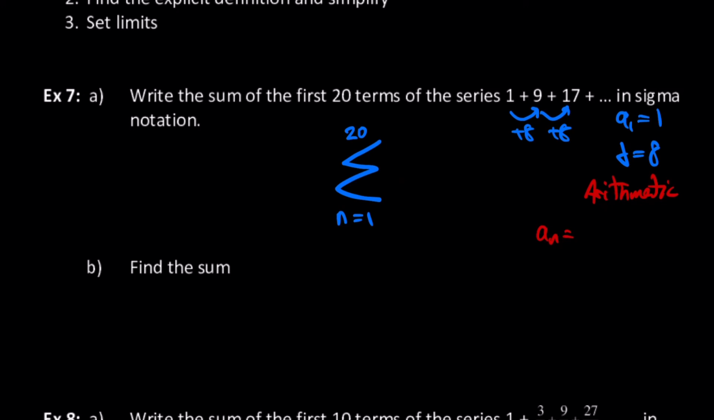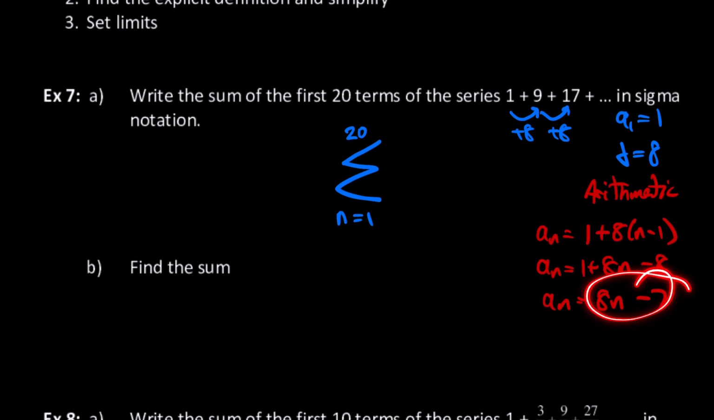Okay, so let's see. a sub 1 is 1. d is 8. That's n minus 1. On the first day, I talked about how you can leave it like this, or you can distribute and then clean this up. In this case right here, when I need to plug this back into a summation, I want to clean this up. All right, so this will be 1 plus 8n minus 8, or 8n minus 7. So I cleaned that up, and that will be my rule in this summation. It's probably good practice to use parentheses here. All right, that's sigma notation.